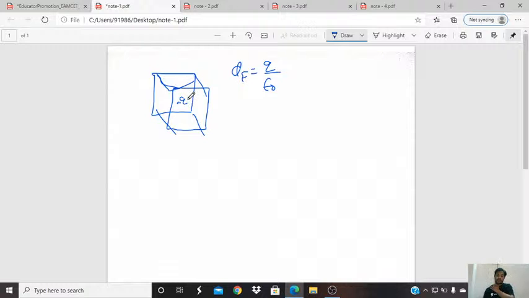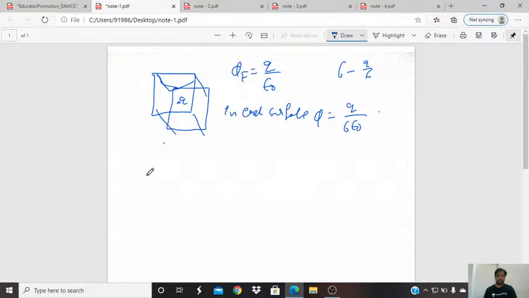But what about the flux linked with each surface? Generally a cube is having 1, 2, 3, 4, 5, 6 surfaces: left, right, top, bottom, sides. So for 6 surfaces it is q by epsilon naught. So for each surface, flux equal to q by 6 epsilon naught, because the charge is already inside. So directly we can apply, because it is in a closed surface.